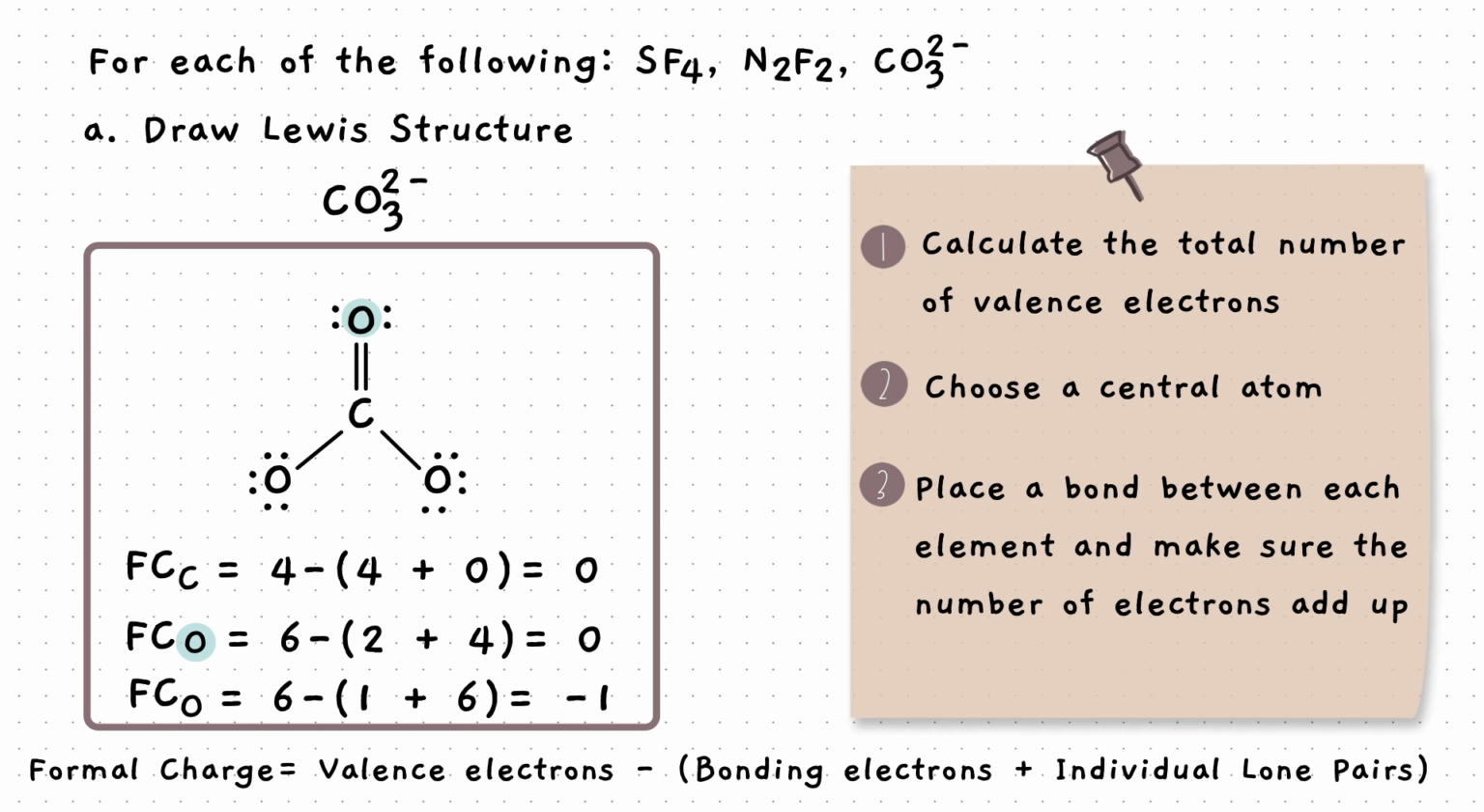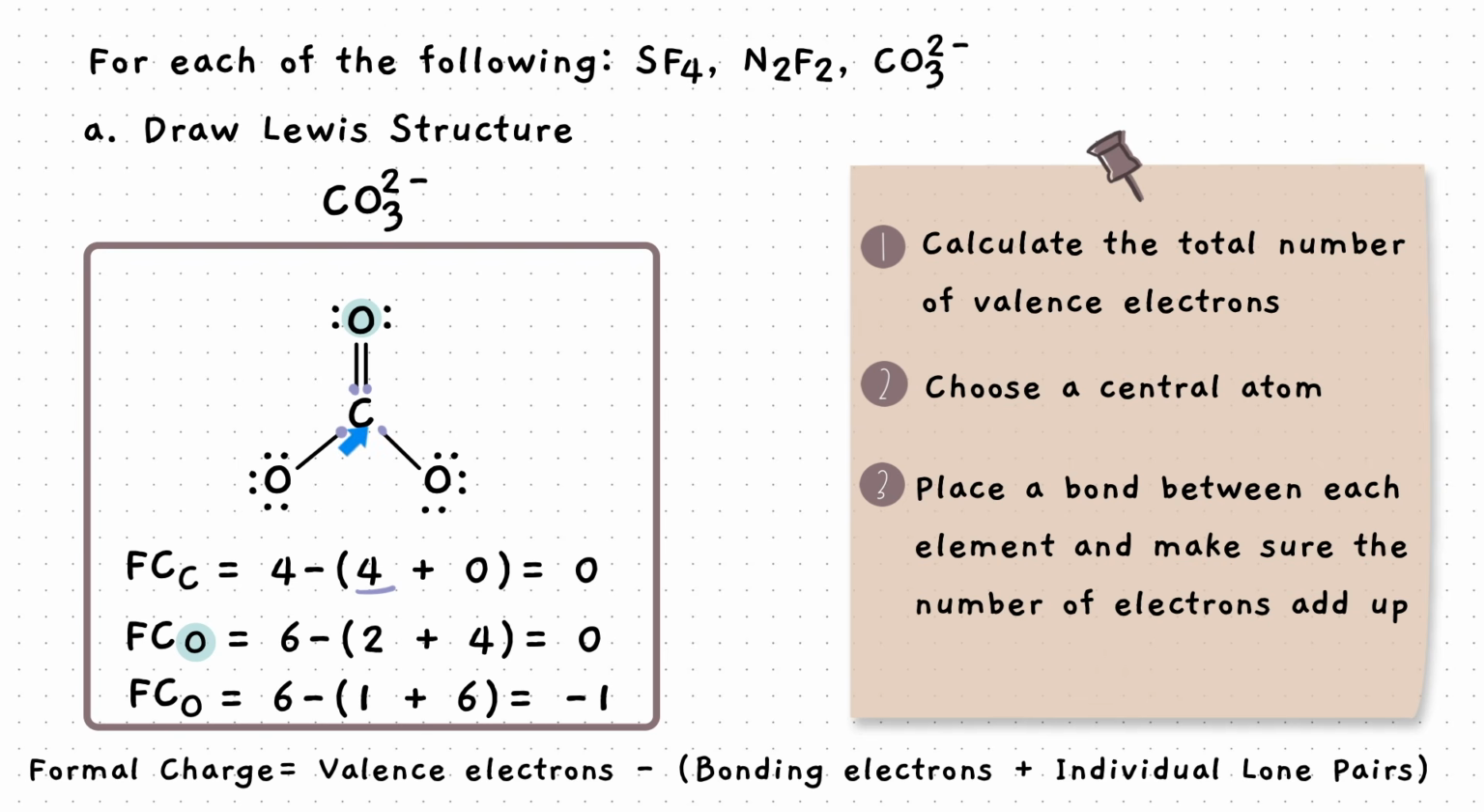Let's use this formula for carbon first. Carbon typically has 4 valence electrons. Our bonding electrons are the electrons directly touching carbon in each bond, so we have 4 bonding electrons.